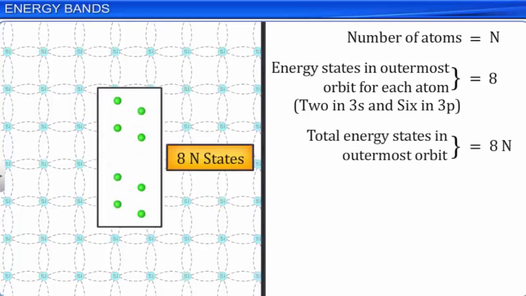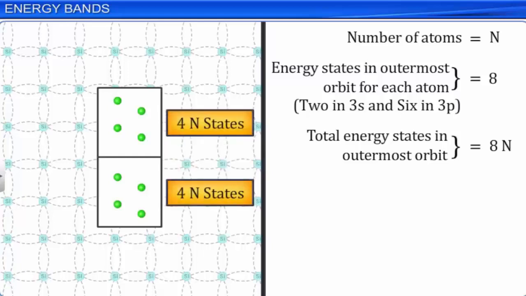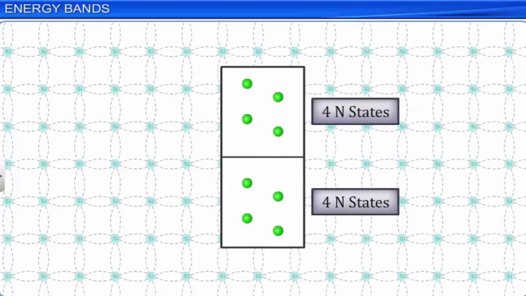At the distance between the atoms observed in crystals, such as silicon, these 8n energy states split into 2 levels, each having 4n energy states, due to the atomic interactions discussed earlier. In a crystal, each energy level or state is split up into a large number of closely spaced sub-levels. A group of such sub-levels with continuous energy variation is called an energy band.